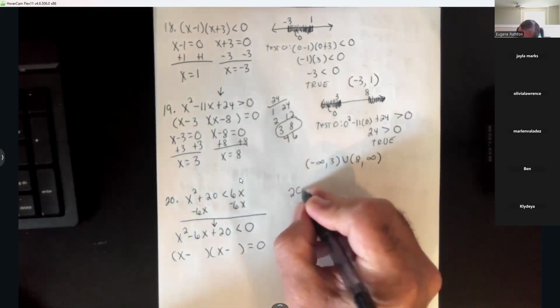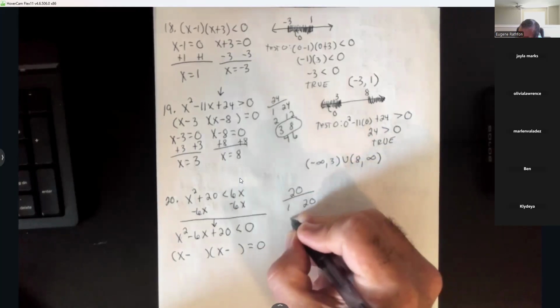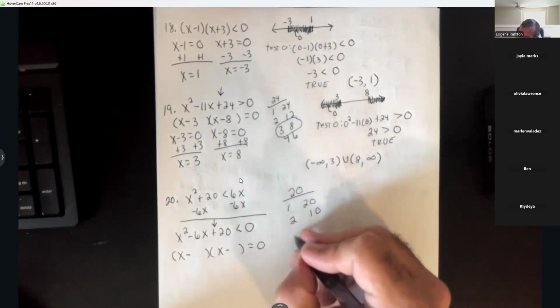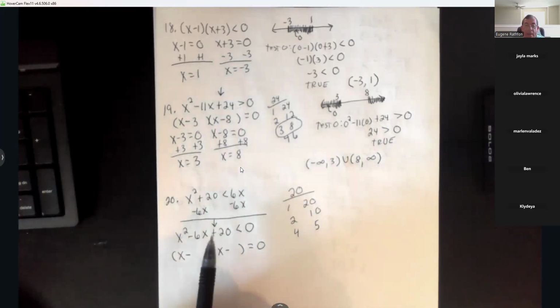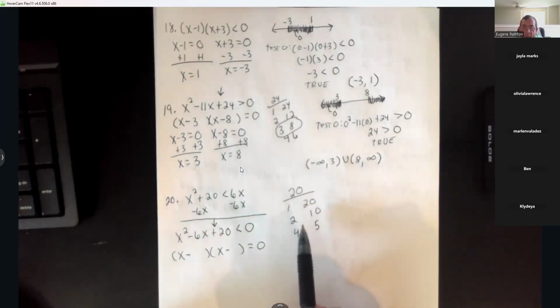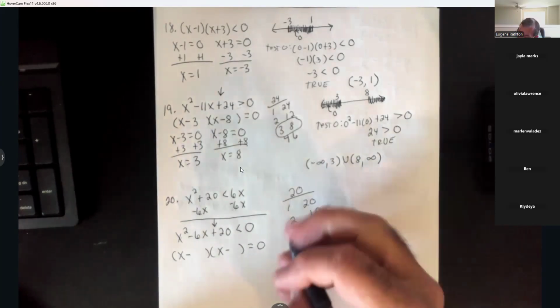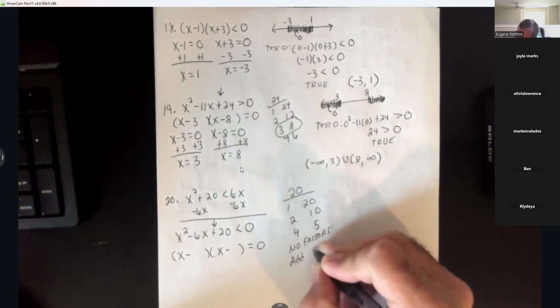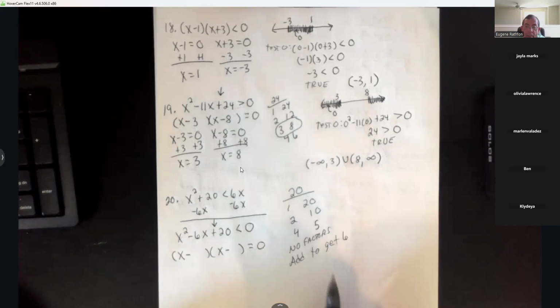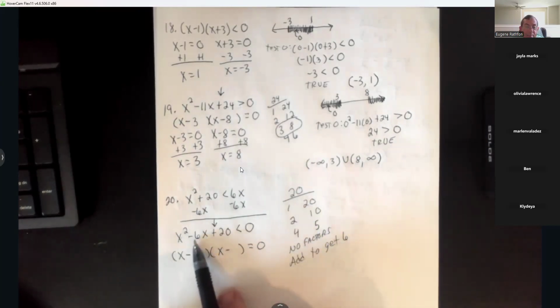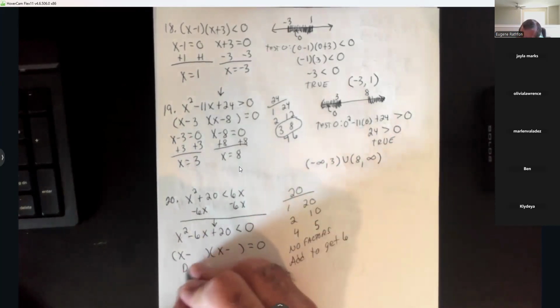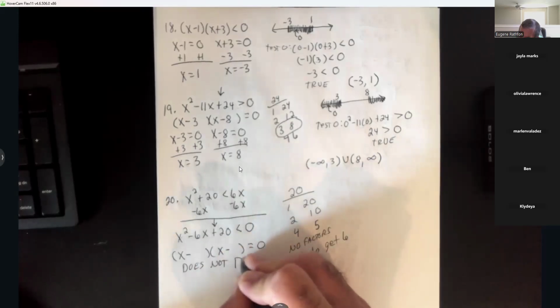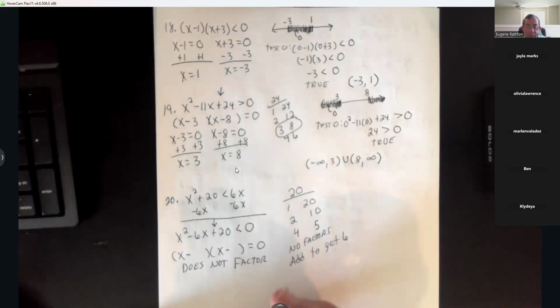And y'all let me find some factors of 20. That'll be 1 and 20, 2 times 10, 4 times 5. Since that's positive, I want a set of factors that'll add to get 6. Well, y'all look here. None of these factors will add to get 6. So since none of my factors will add to give me the 6 in the middle, this one does not factor, which means it's a no solution.